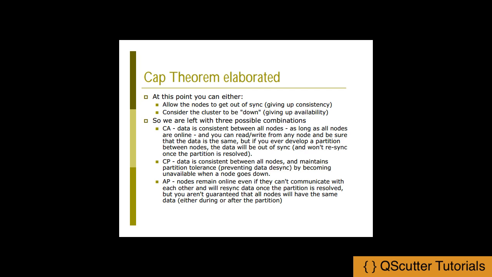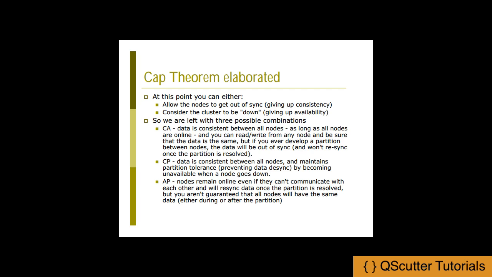Considering that we cannot have a database implementation that has all the three features, we are left choosing a combination of two at a time. The three possible combinations are CA, that is consistent and available.